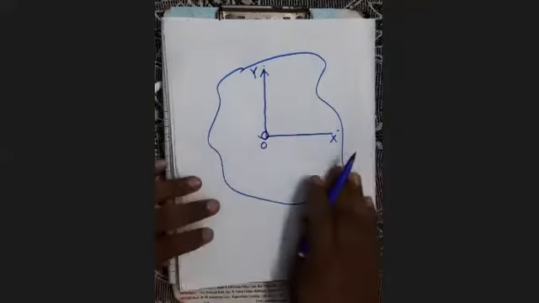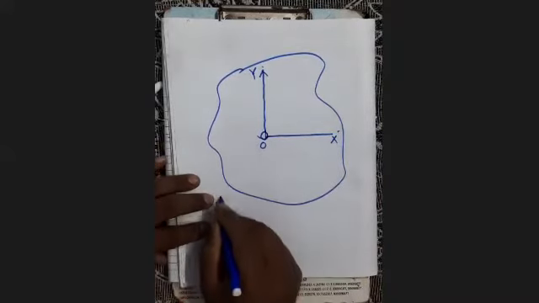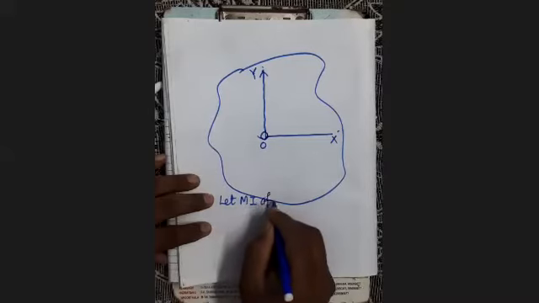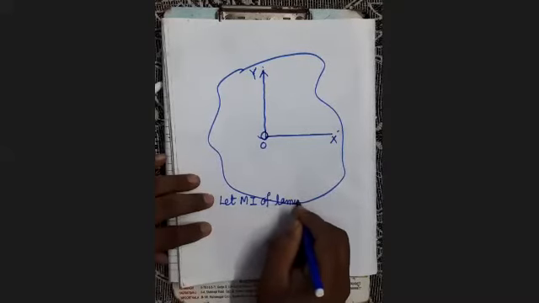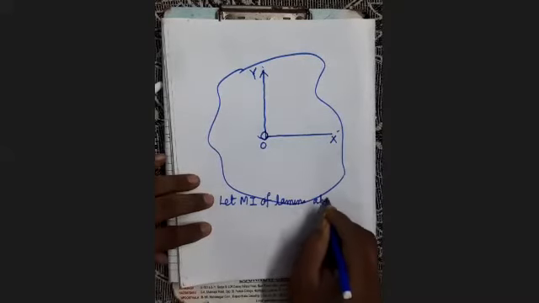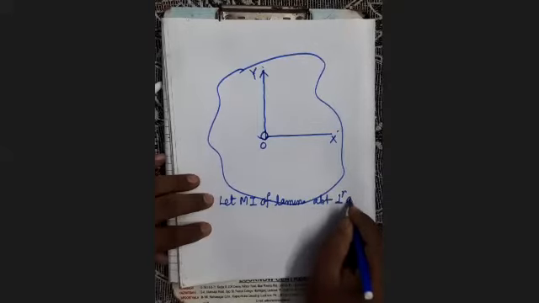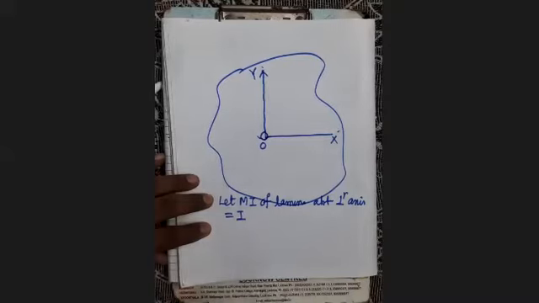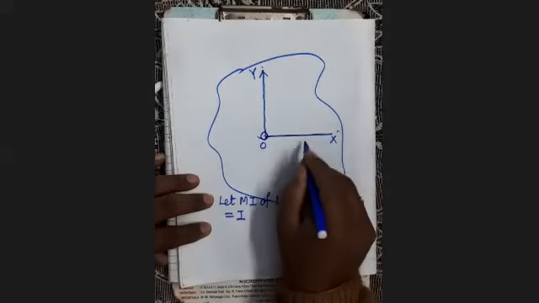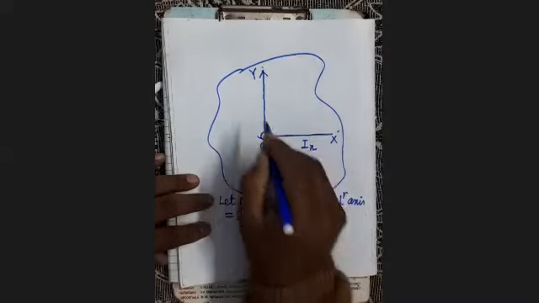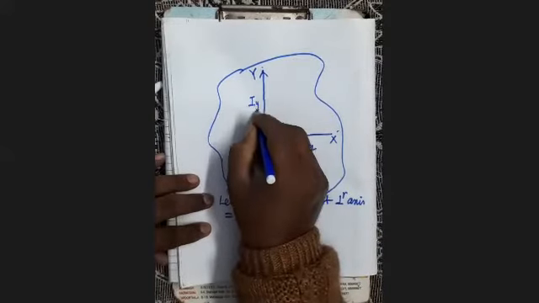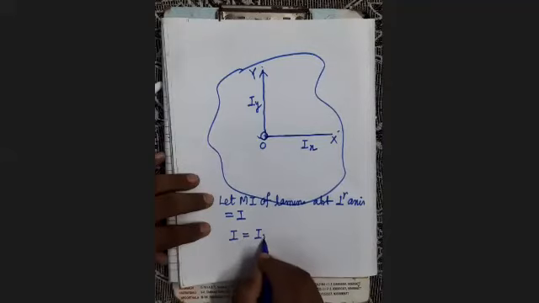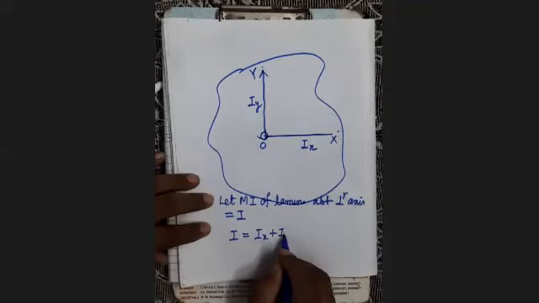Here we have assumed that MI of lamina about perpendicular axis equals I, and MI about this axis is Ix, MI about this axis is Iy. Then according to that, I will be equal to Ix plus Iy.